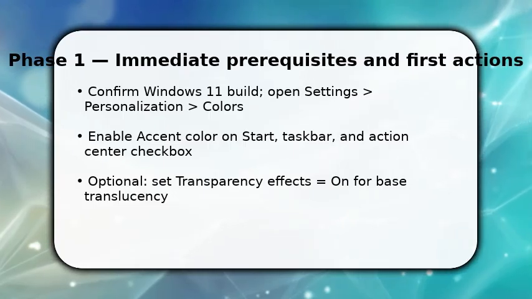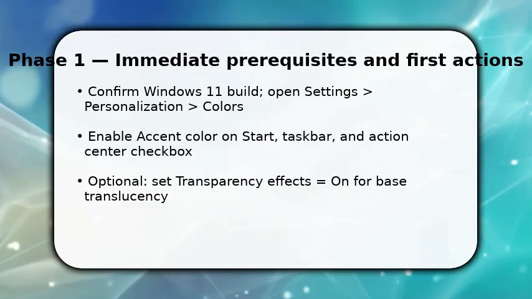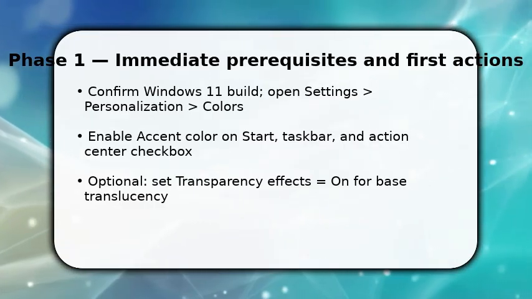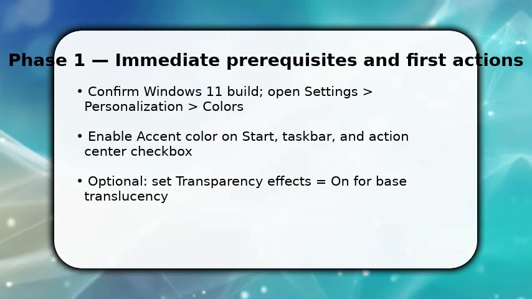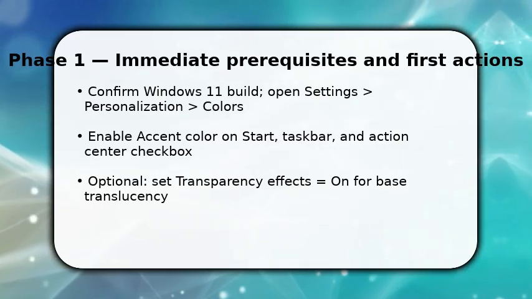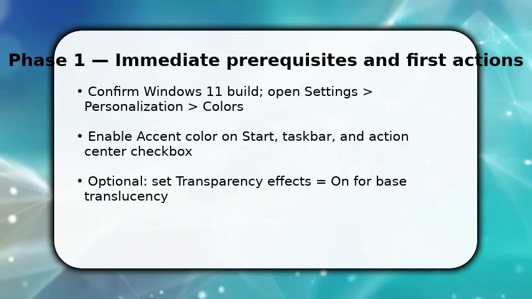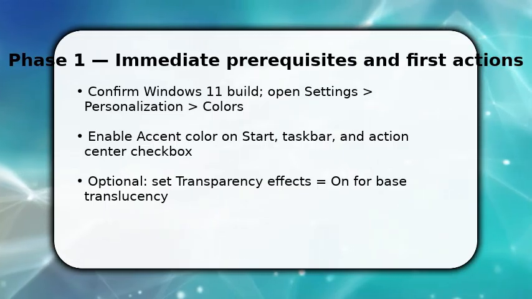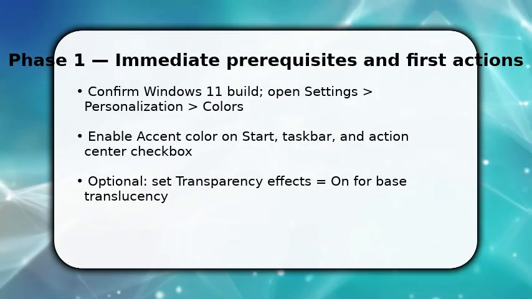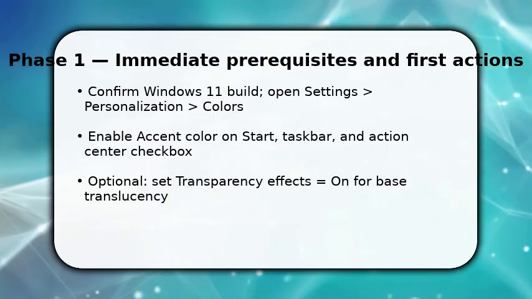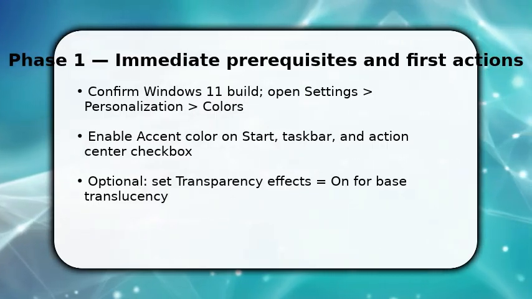You will begin by confirming core settings: open Settings, then Personalization, and go to Colors. Turn on transparency effects so the system can render translucency. Next, choose an accent color and check the box labeled Show Accent Color on Start, Taskbar, and Action Center. Once done, you have base translucency, but not full transparency.